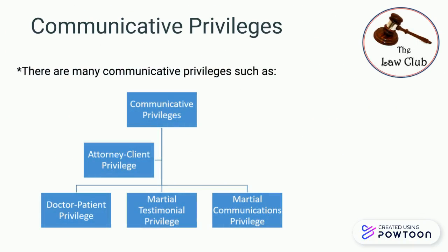The marital testimonial privilege permits one spouse not to testify against the other in a criminal case. The marital communications privilege permits the spouse from testifying about a conversation between the two spouses. The doctor-patient privilege stops doctors from testifying about information used for the treatment of a patient. The attorney-client privilege stops attorneys from testifying about conversations or work done for the clients.